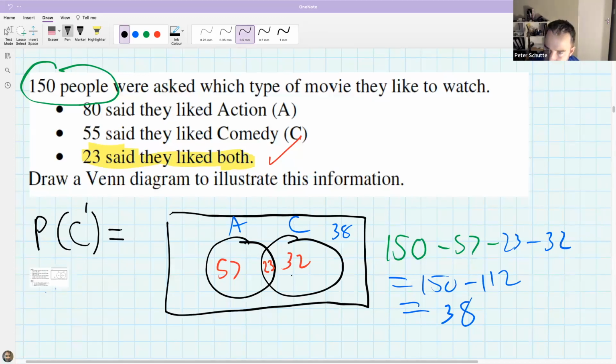How do you know when to subtract? So the reason we subtract is we know the total is 150, and we know that there's 32 in this region, 23 here, 57. So if we take 150 minus these guys, what's left, the 38, must be on the outside.